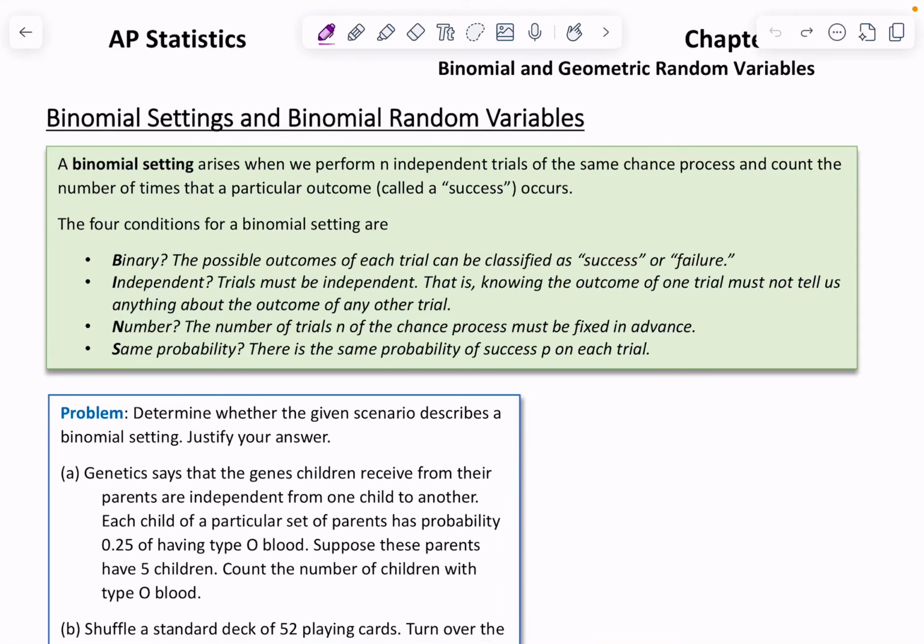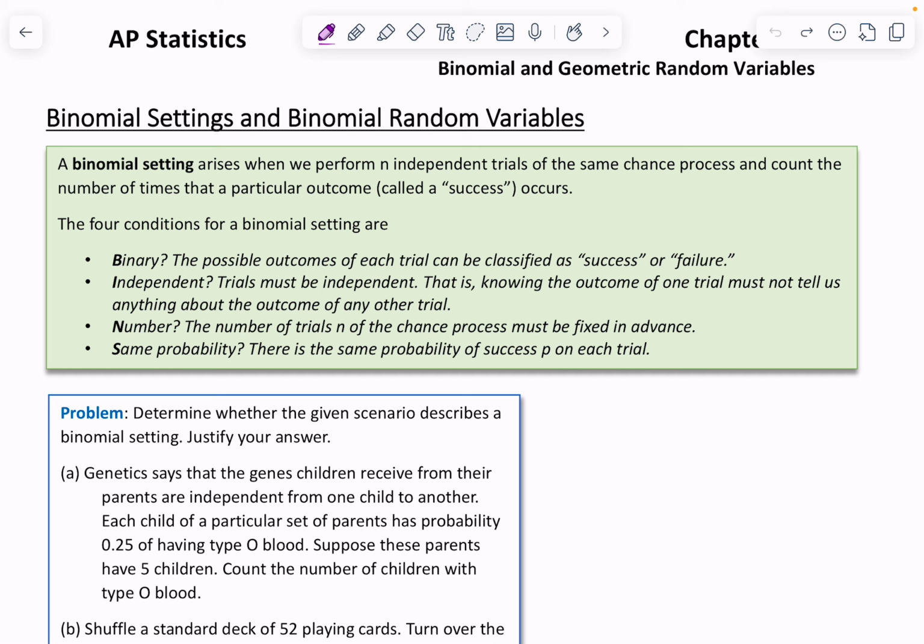Hey there. So for all of you guys taking the Florida Civics test, or anybody who just wants some extra review, I'm posting up this video to help you catch up. What we're going to be talking about today is just the first part of 6.3. We're doing the binomial distribution.